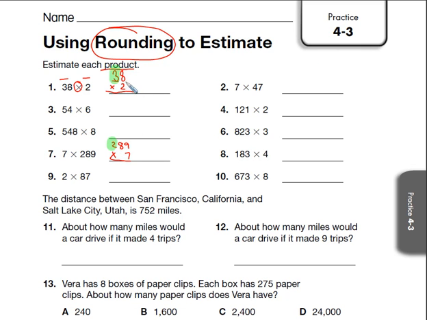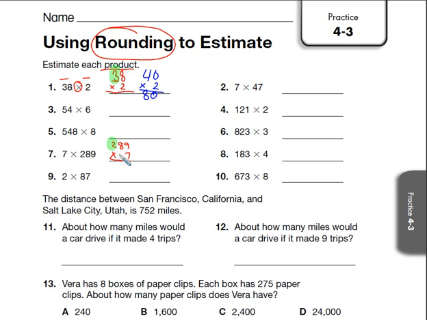So on number 1 here, 38, we would round that up to 40. Okay, so 40 times 2. Now you should be able to do this in your head. We know that 4 times 2 is 8, and then we just add that 0 to the end. So 38 times 2, our estimate is 80.